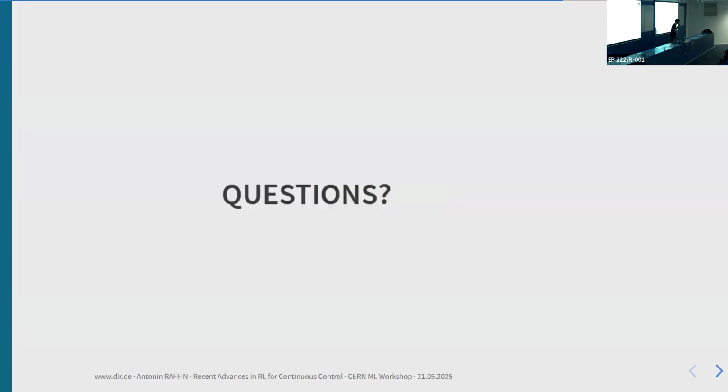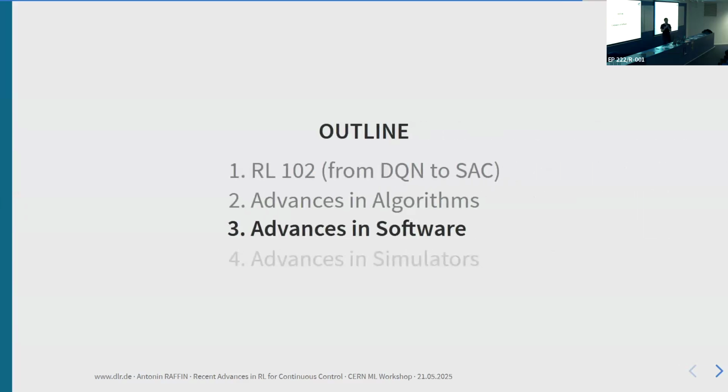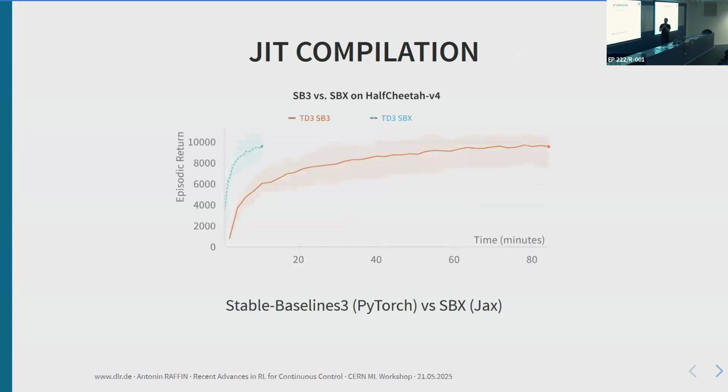Okay, so the next thing I want to talk about is some advances in software. And it's very linked to advances in algorithms, because some algorithms without advances in software would be impractical to use in the real world. I will mostly talk about just-in-time compilation. If you followed in recent years, you might have heard of JAX. I was actually curious about it, and then I tested it. And this is what happens.